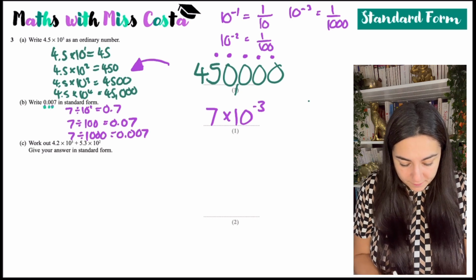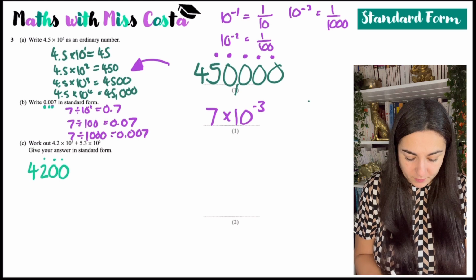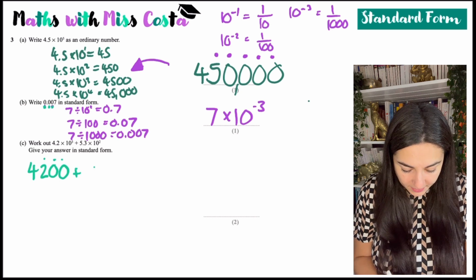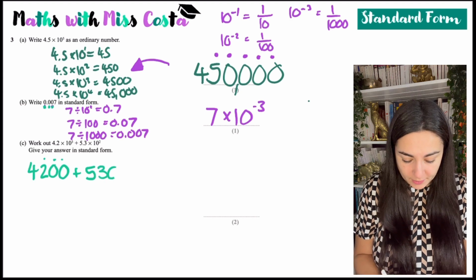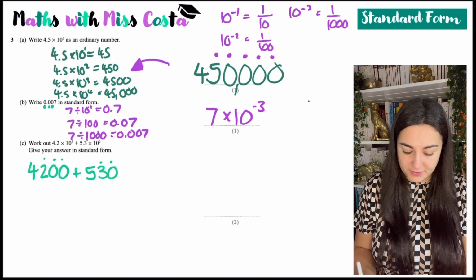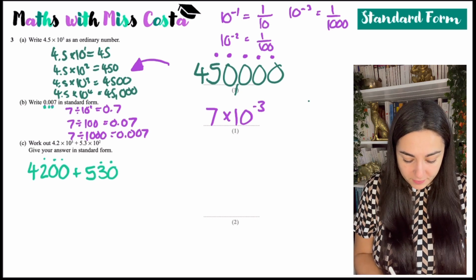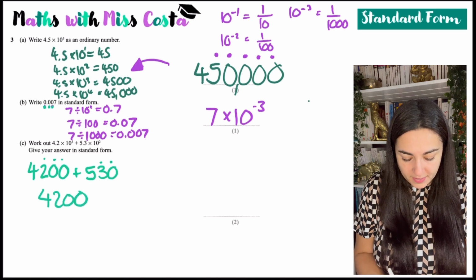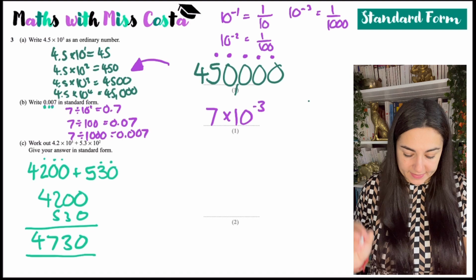Then we have to work out 4.2 times 10 cubed. So that's 1,000. So that would be 1, 2, 3 digits. So remember 1, 2, 3. Plus 5.3 times 10 squared. So 10 squared is 100. So that would be 530. That's 2 digits. So whatever the power is, that's how many digits you have after your number. So 4,200 plus 530 is 4,730. And I need to write this in standard form.